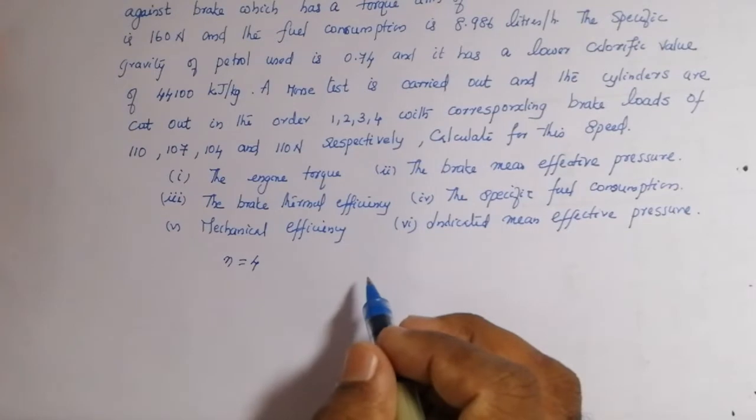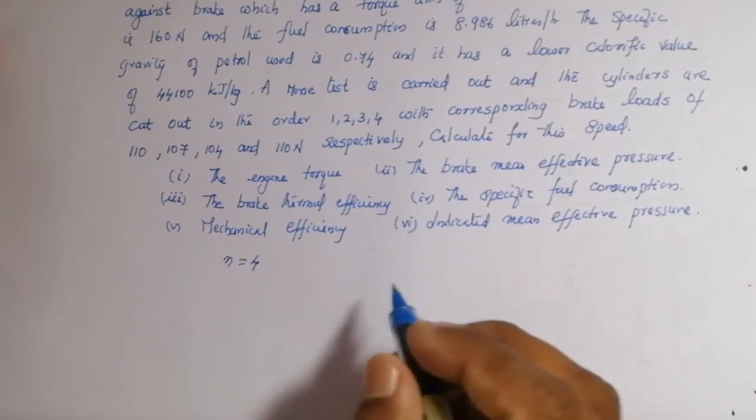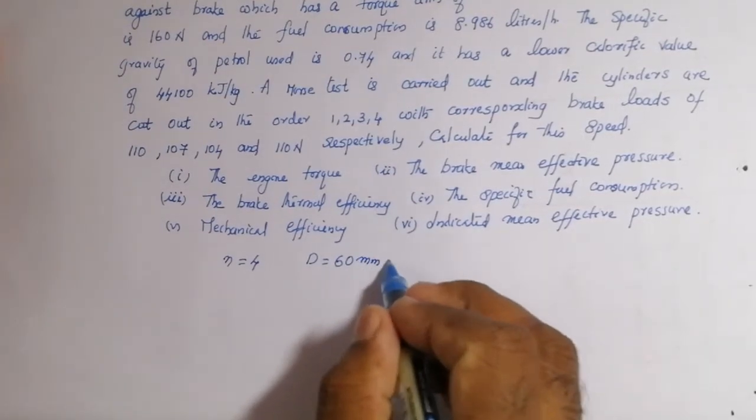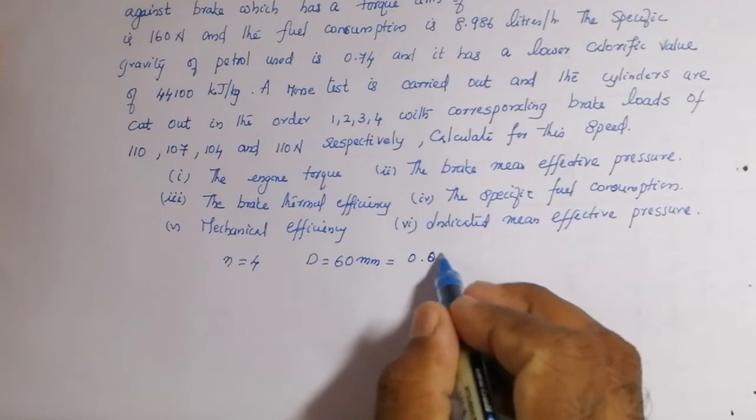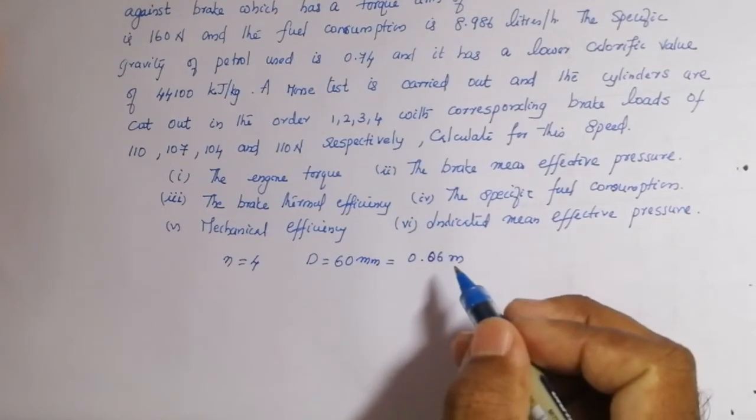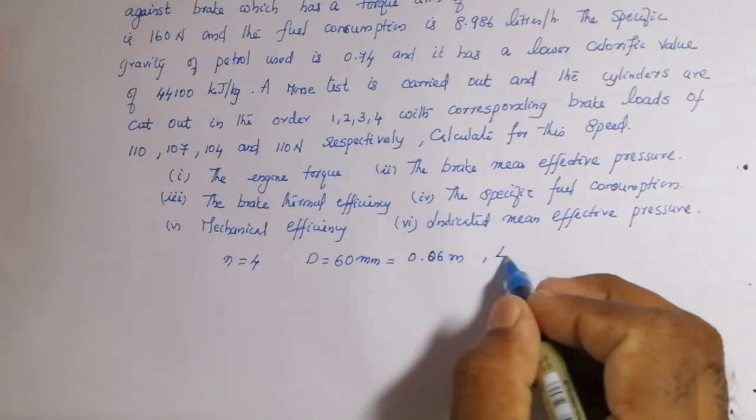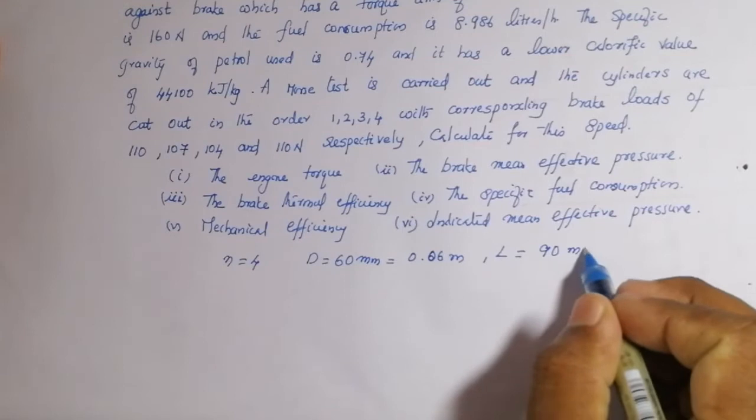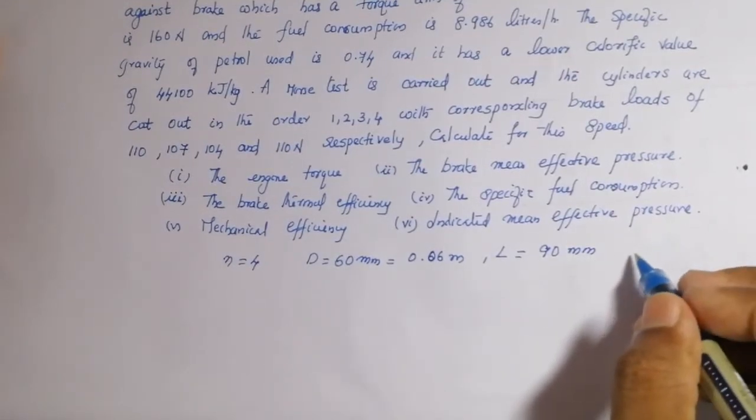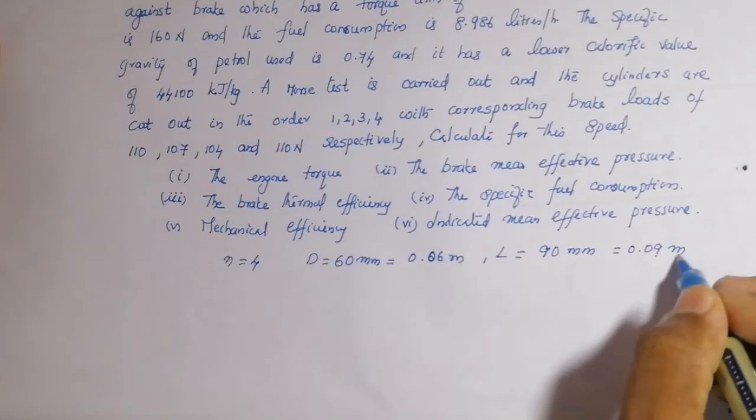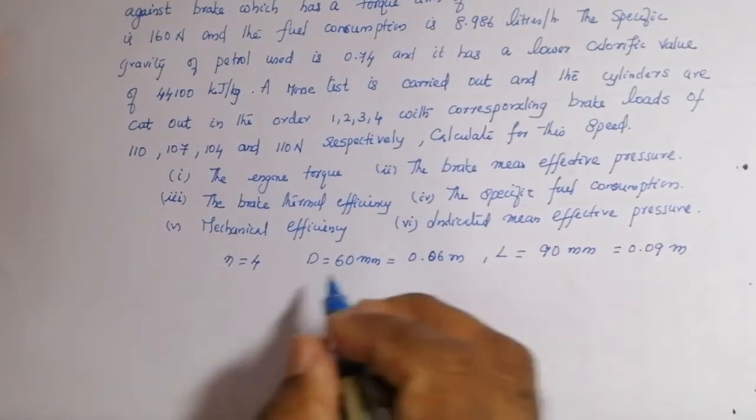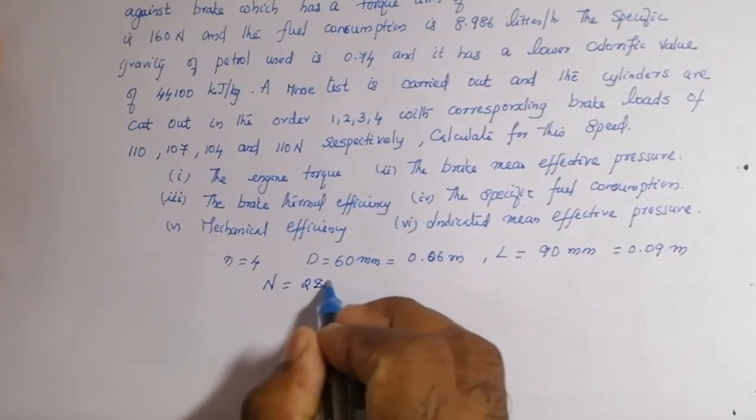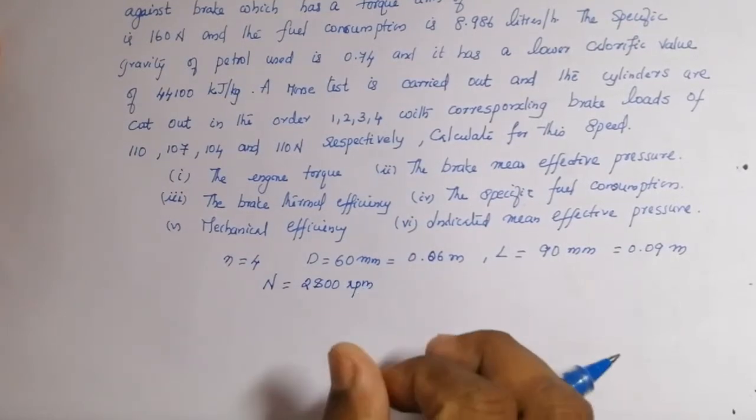4 cylinders are there. Then the bore diameter is given as 60 millimeter, so in meter, 0.06 meter. Then stroke length L is given as 90 millimeter, so that is 0.09 meter. The engine RPM, capital N, is given as 2800 revolutions per minute.